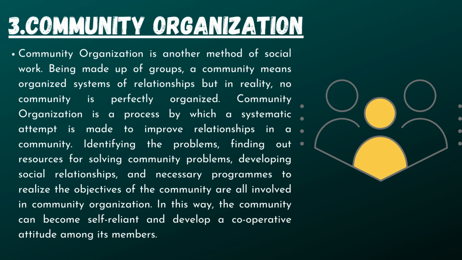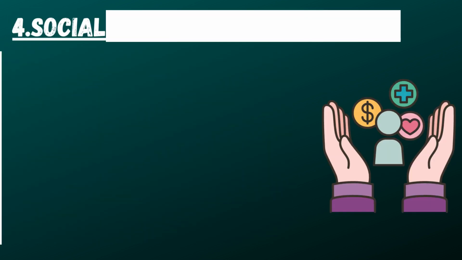Community organization is another method of social work. Being made up of groups, a community means organized systems of relationships, but in reality, no community is perfectly organized. Community organization is a process by which a systematic attempt is made to improve relationships in a community. Identifying the problems, finding out resources for solving community problems, developing social relationships, and necessary programs to realize the objectives of the community are all involved in community organization. In this way, the community can become self-reliant and develop a cooperative attitude among its members.